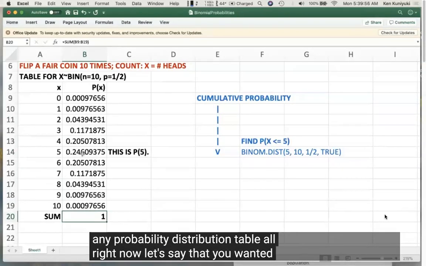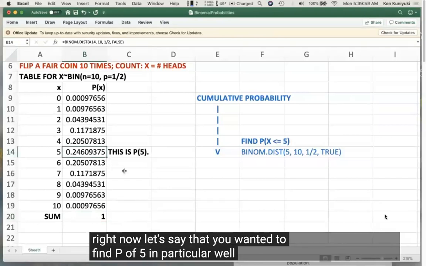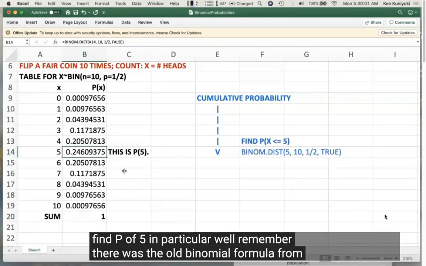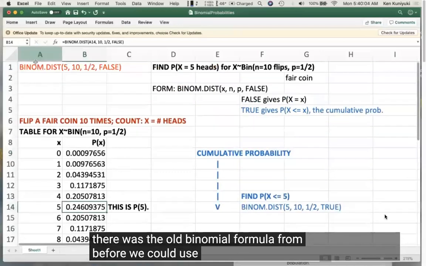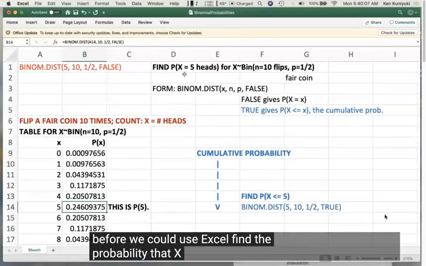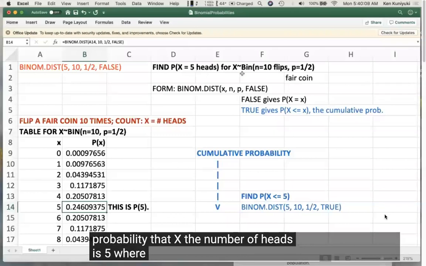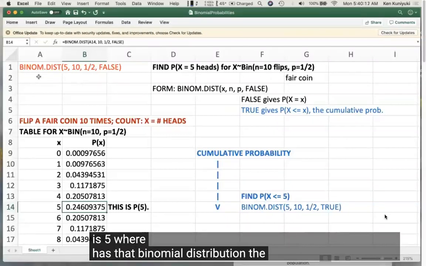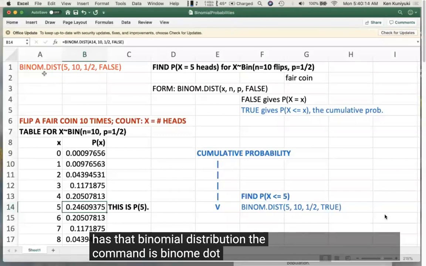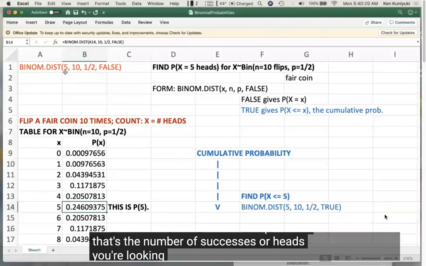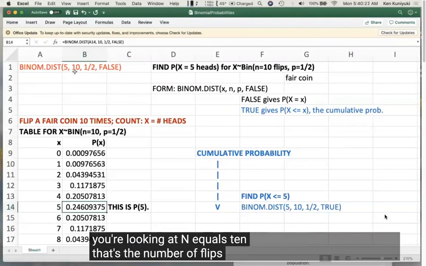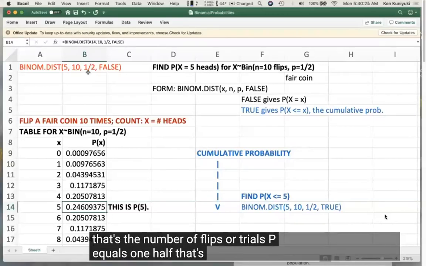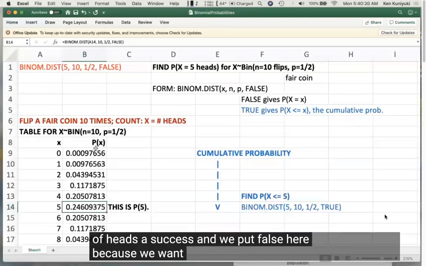All right, now let's say that you wanted to find p of 5 in particular. Well, remember, there was the old binomial formula from before. We could use Excel, to find the probability that X, the number of heads, is 5, where X has that binomial distribution. The command is binom.dist. X equals 5, that's the number of successes or heads you're looking at. N equals 10, that's the number of flips or trials. P equals 1/2, that's the probability of heads, a success. And we put false here because we want a particular probability, not a cumulative probability.